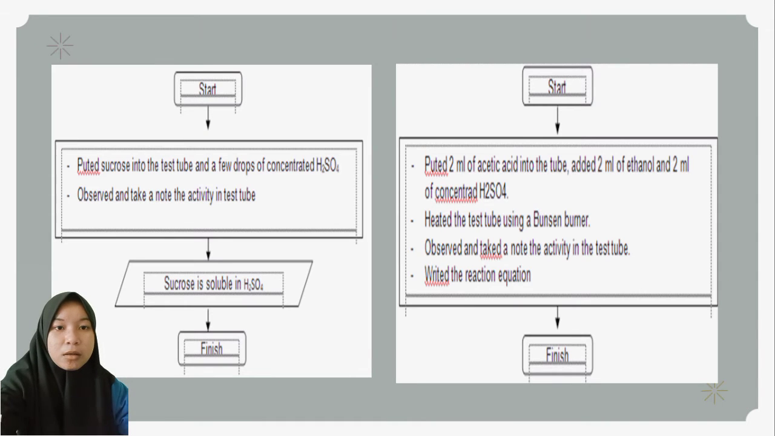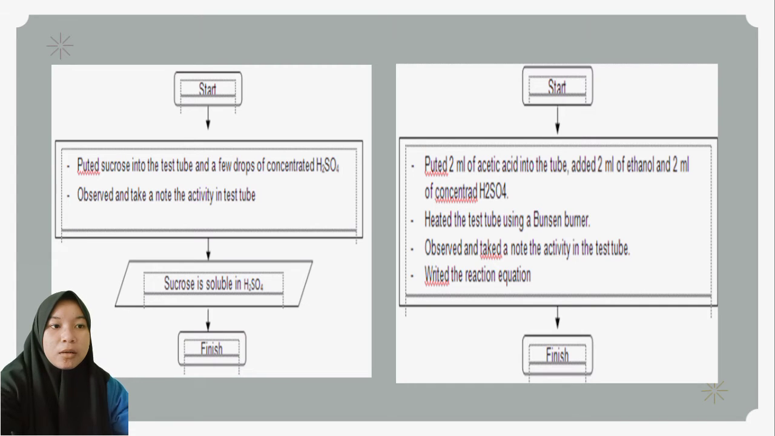And next, start. Put sucrose into the test tube and add a few drops of concentrated sulfuric acid, and then observe and take note of the activity in the test tube. The product: sucrose is soluble in sulfuric acid. And finish.